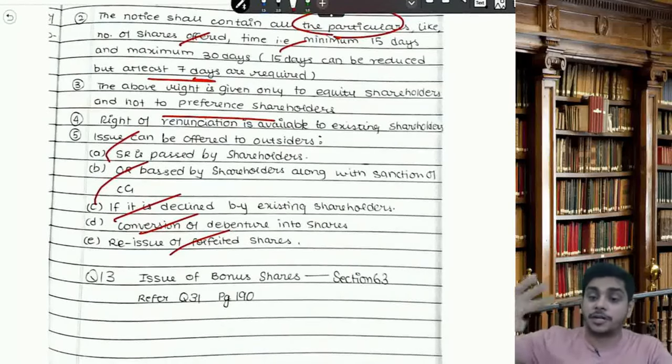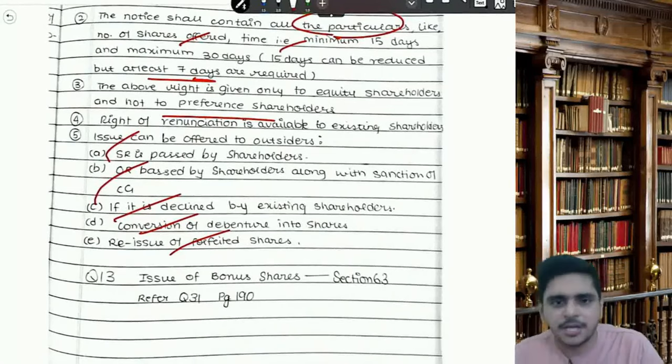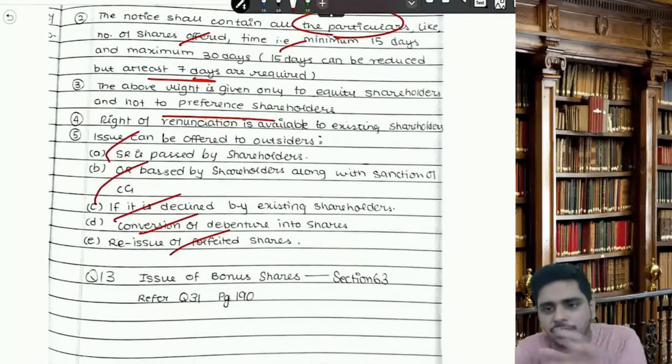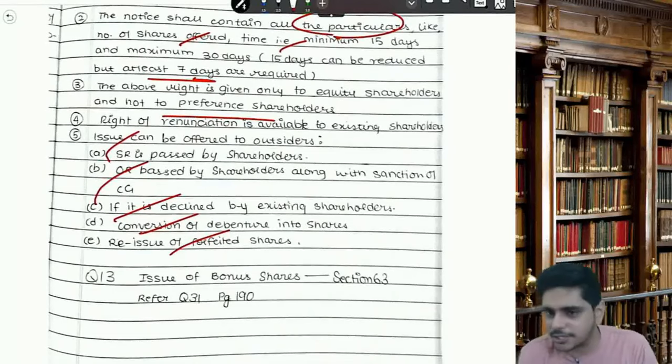If the company has defaulted in repayment of loan to the bank or public money or deposits or employee dues, you can't go for bonus shares. If company says bonus shares can be issued in lieu of dividend, the answer is incorrect. Dividend is different, bonus shares are different. Section number 63, bonus shares.